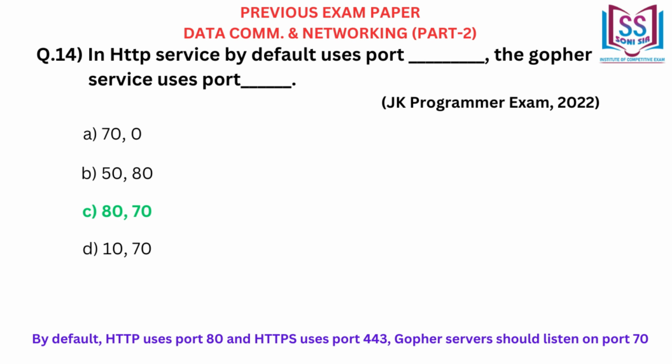By default, HTTP uses port 80 and HTTPS uses port 443. Gopher servers should listen on port 70.